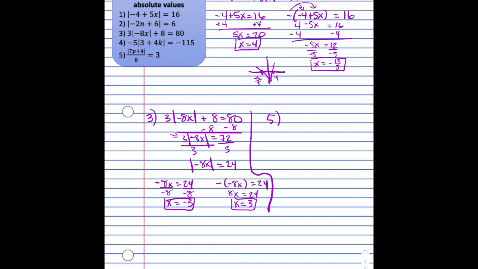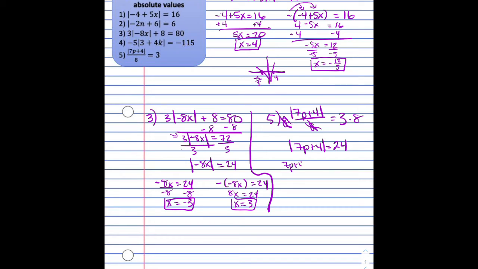Let's see. Number 5, we have the absolute value of 7p plus 4, all divided by 8, equals 3. Well, here I'm dividing everything in my absolute value by something, so I'm going to go ahead and undo that with multiplication. If I multiply the left-hand side by 8, then 8 divided by 8 is just 1, and this leaves me with the absolute value of 7p plus 4, and 3 times 8 is 24. Close my absolute values. So now I've got my absolute value equal to a number.